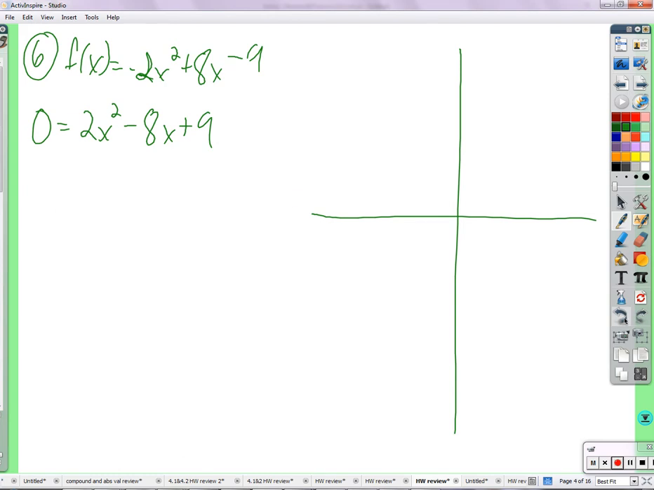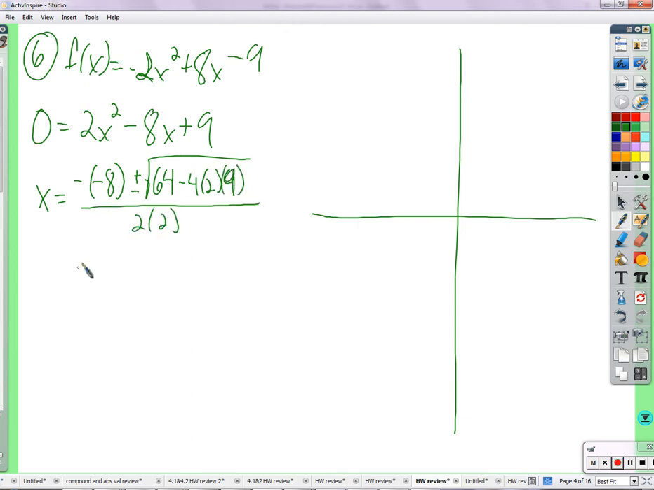Where do we turn when we have a quadratic that we can't factor, but that we want to solve? The quadratic formula. So negative b plus or minus the square root of b squared minus 4ac over 2a. 8 plus or minus the square root of 64 minus 72, over 4. So 64 minus 72 would be a negative number. Root of a negative number, we get an imaginary number.